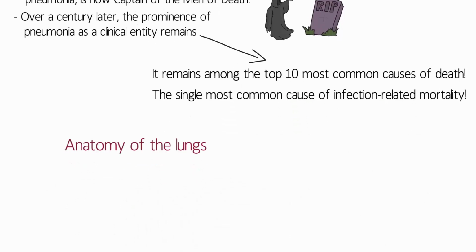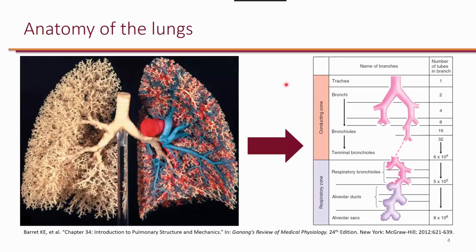Now, let's take a look at the anatomy of the lungs. As you can see, there are two zones in the lungs. There is the conducting zone and there's the respiratory zone. The conducting zone basically consists of trachea, bronchi, and bronchioles. As you can see, as we go deeper into the lung, the number of branches increase. So when you get to the alveolar sacs, there is an extreme number of sacs, which is intended to increase the surface area in order to allow oxygenation of the blood.